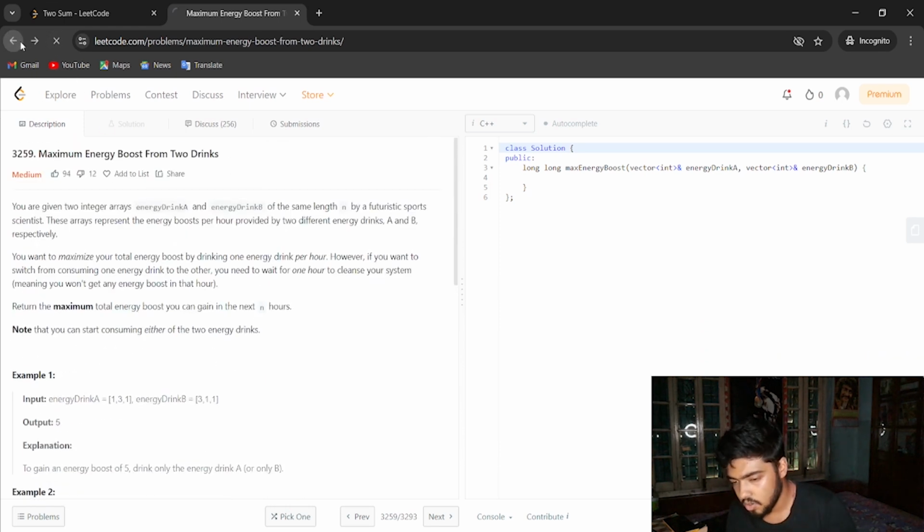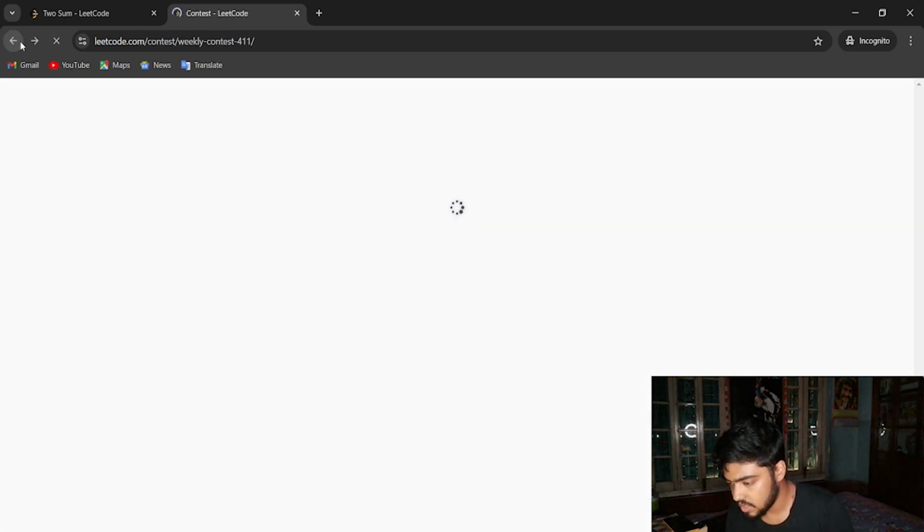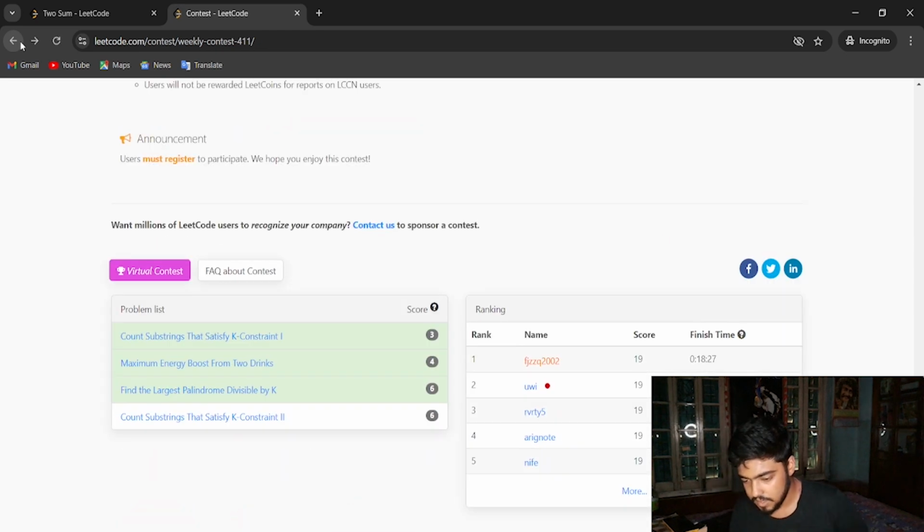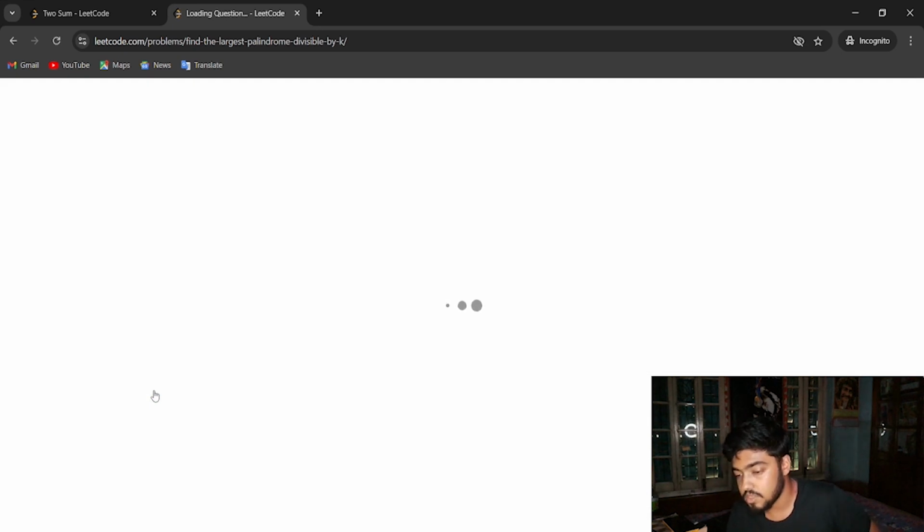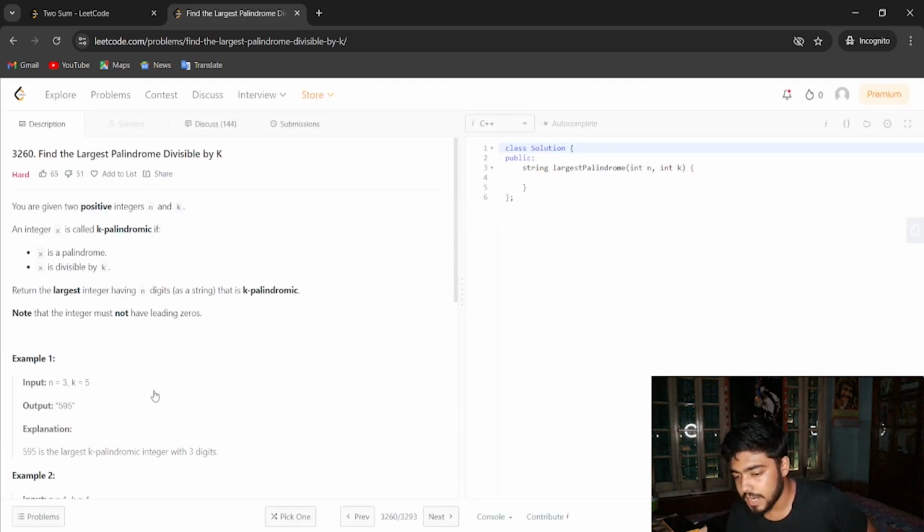So let's look into some other question. That is C. So if you look at C, find the largest palindrome divisible by k. After it loads, I will explain this question a little bit. Now it is rated as hard. Okay, it is rated as hard. Now you may feel that this is a hard question, but I will rate it as medium.